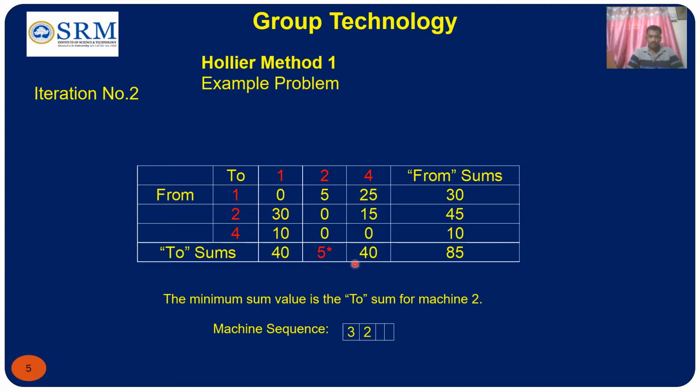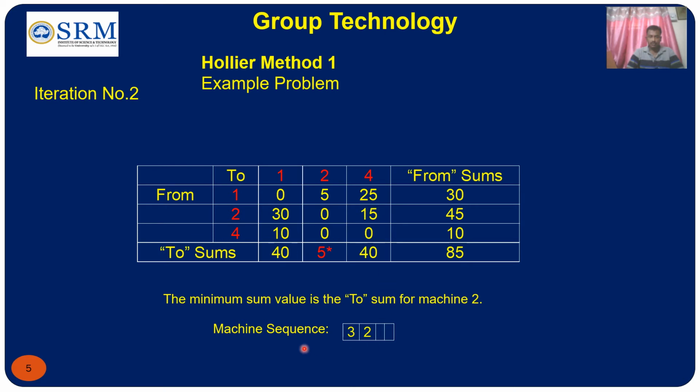Once again the minimum sum value is in the two sums. We can see this 5, right? So we have to keep the second position as 2. We have to eliminate the machine number 2 because it is the least value. So we have to strike out this column 2 and row 2. Okay, in the next iteration we have to strike this one and correspondingly this one.